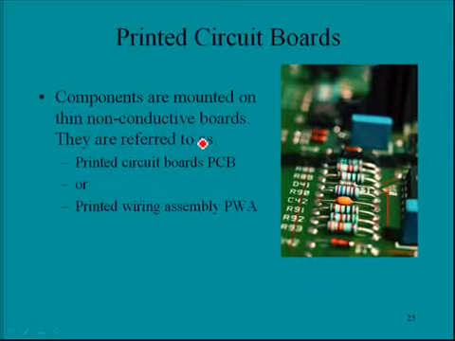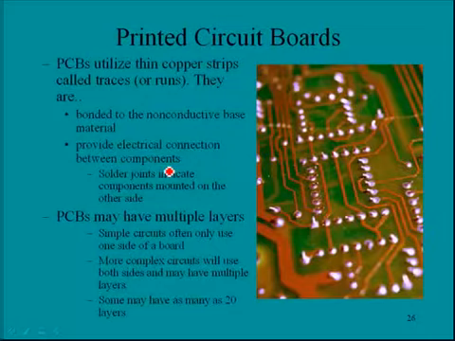The next item we'll look at is printed circuit boards. And here we have a printed circuit board here on the right side of the screen. These are components mounted on thin, non-conductive boards. They have 2 common names, printed circuit boards. The acronym is PCB, or sometimes they're referred to as printed wiring assemblies. In that case, it would be PWA. Now, printed circuit boards utilize thin copper strips called traces. Sometimes they're referred to as runs.